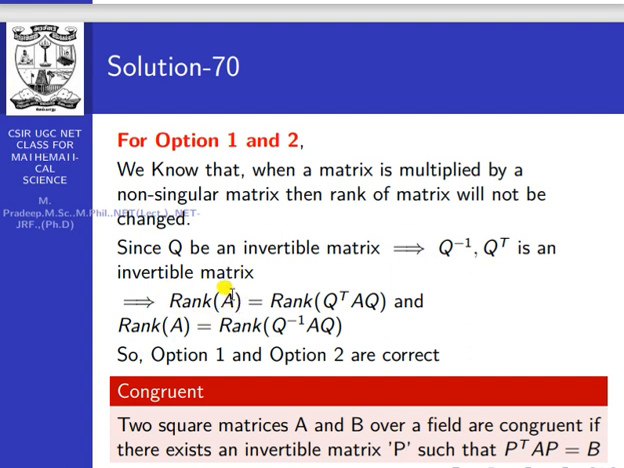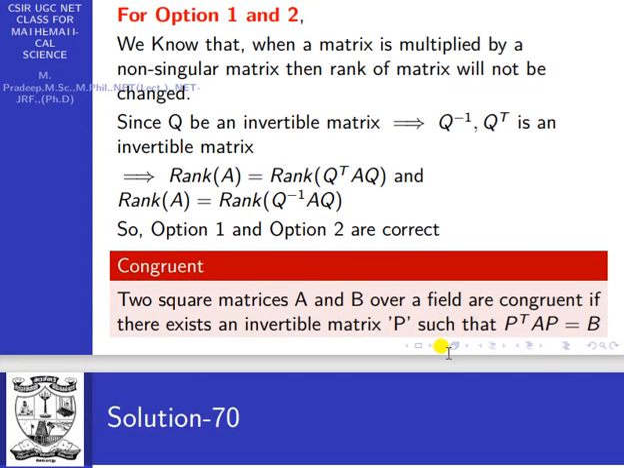So from this, rank of A equal to rank of Q transpose AQ, because when you multiply any matrix with a non-singular matrix, the rank doesn't change. அதனால் ரேங்க் ஆஃப் ஏ ஈக்குவல் டு ரேங்க் ஆஃப் கியூ டிரான்ஸ்போஸ் ஏக்யூ. அதே மாதிரி ரேங்க் ஆஃப் ஏ ஈக்குவல் டு ரேங்க் ஆஃப் கியூ இன்வர்ஸ் ஏக்யூ. So option 1 and option 2 both are correct. Okay.